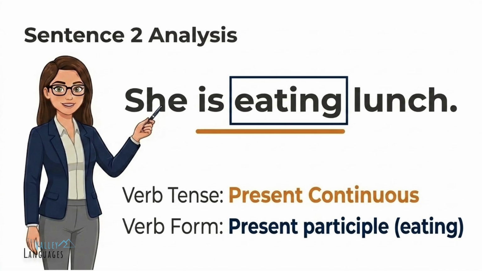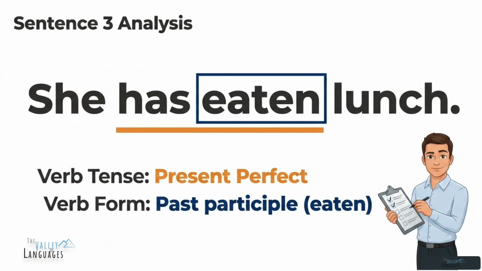Let's do one more of these to really lock it in. Sentence 3. She has eaten lunch. The verb tense here is the present perfect. We use this tense when an action was finished in the past but still has a direct connection to right now. Like, she's not hungry right now because she has already eaten.